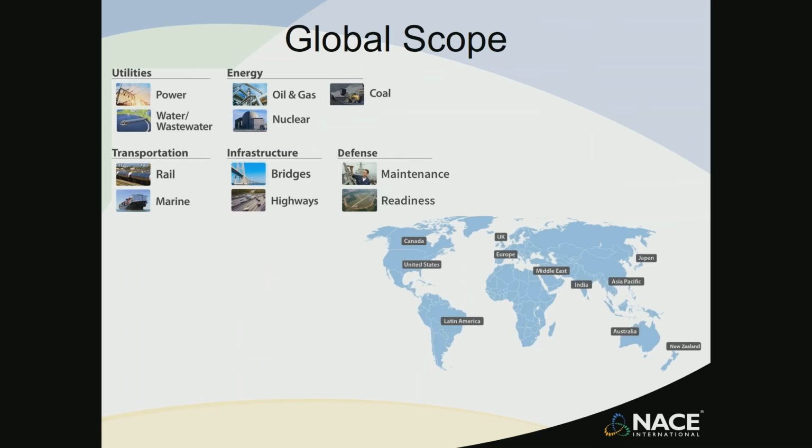As I mentioned, this study was different to any other cost of corrosion study in that it was a global study. It covered, as you see on the map on the right-hand side of your screen, all the various parts of the world that participated. In the upper left corner, there were four large segments that were surveyed and included in the study: utilities, energy, transportation, and infrastructure.